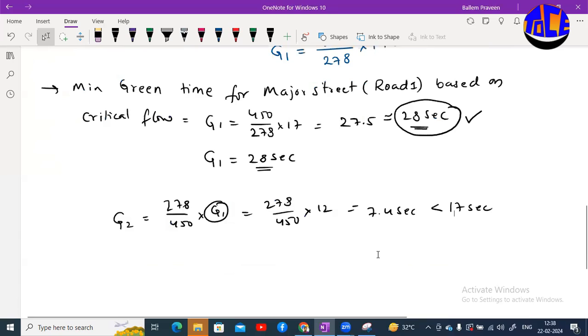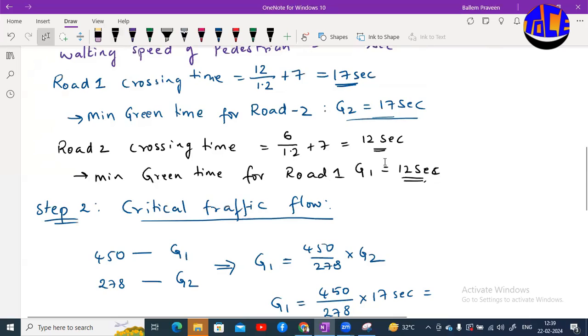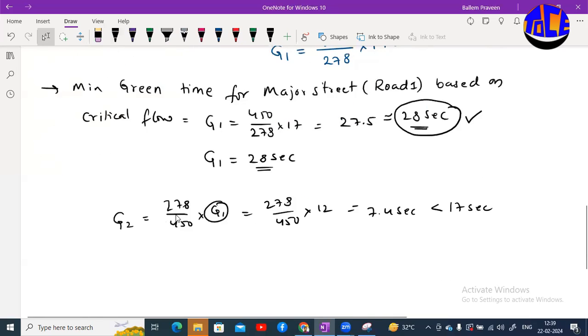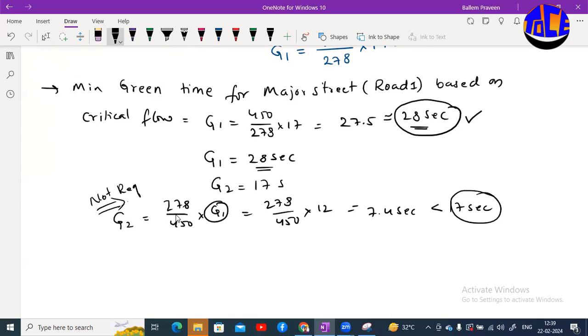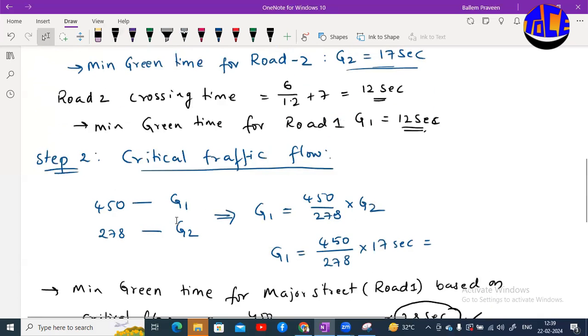So that's the reason. Anyway we take the maximum value. So since we know this value is not the maximum, we do not need to do this step. Not required. Okay, so the G2 value will be 17 seconds itself. So we got G1 and G2 based on step 1 and step 2 values.